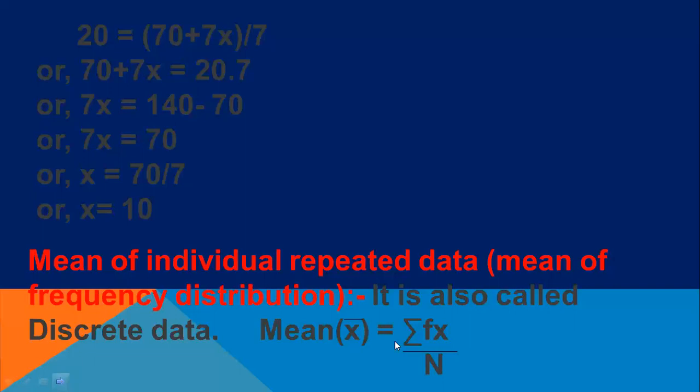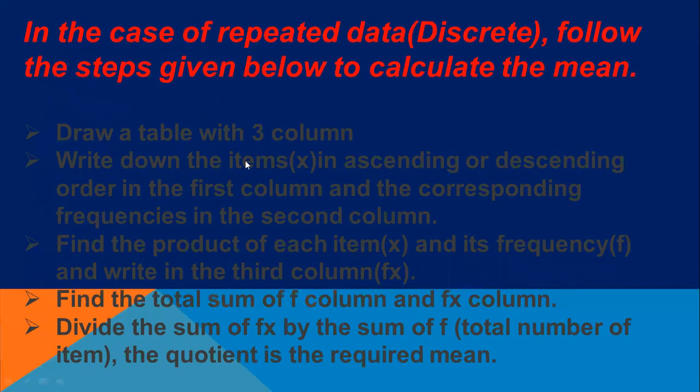In such a case, how to find sigma fx by n? It is also taught in the previous class. Shortly I want to show you here. We have to divide this into 3 columns, and then multiply the frequency and data, that is fx. We find the sum of the frequency, known as n, and the sum of fx also. When you divide the sum of fx by the sum of frequency, at that time we will get the arithmetic mean.